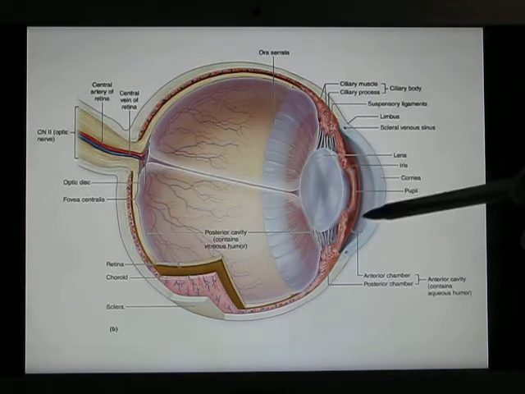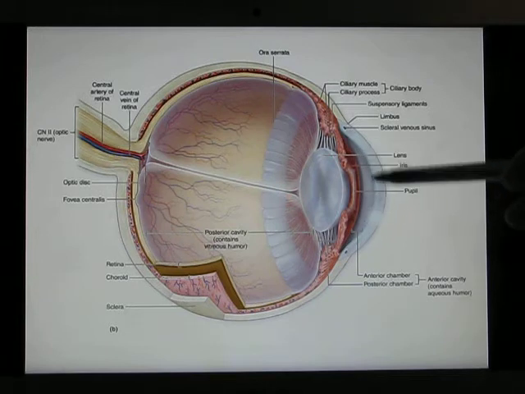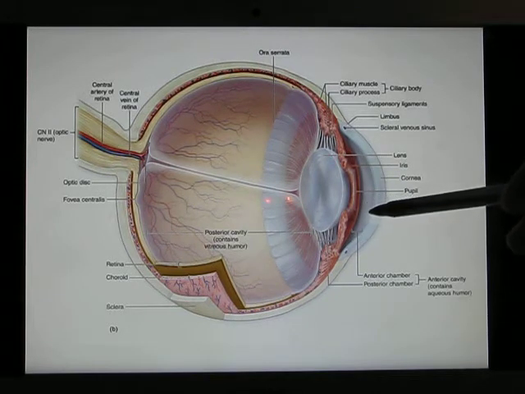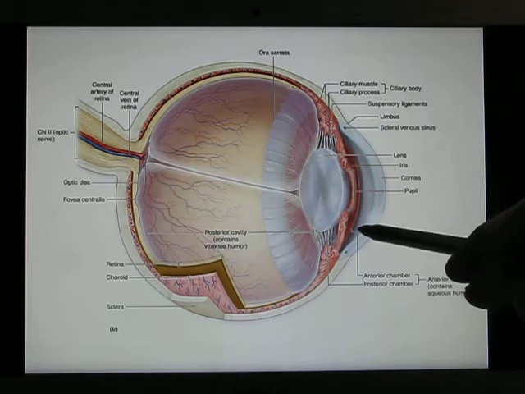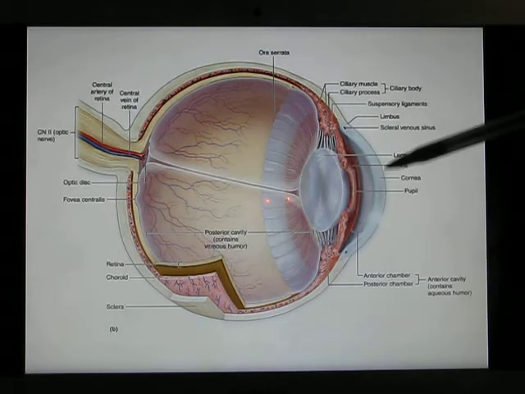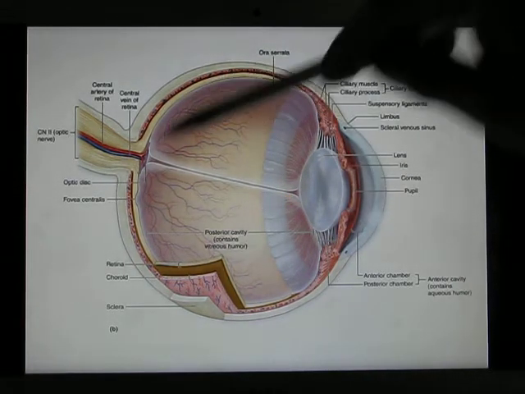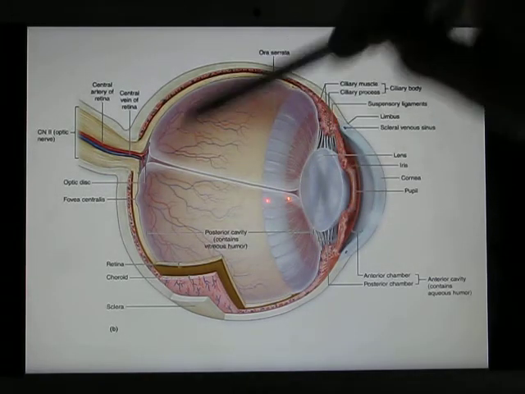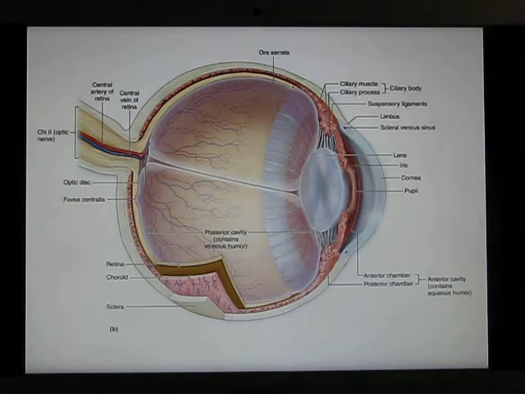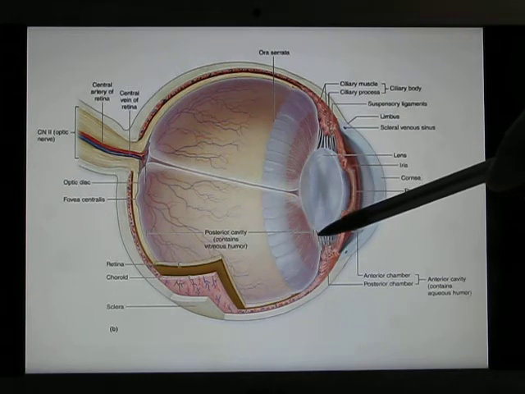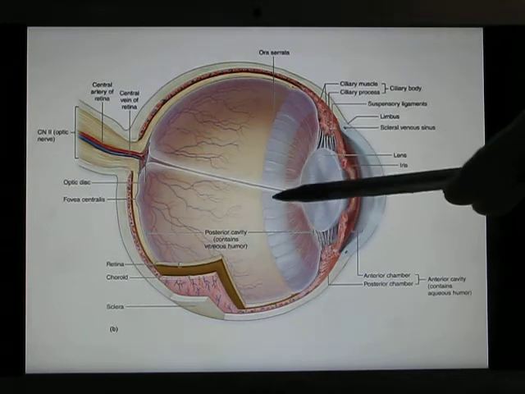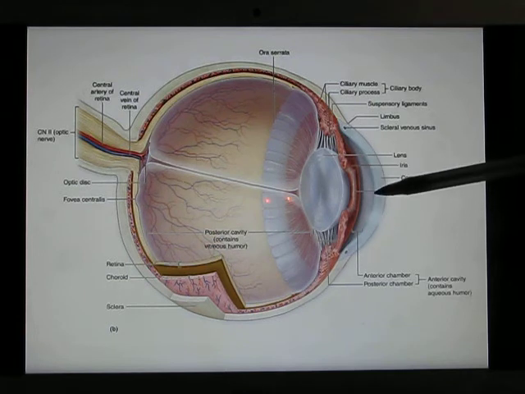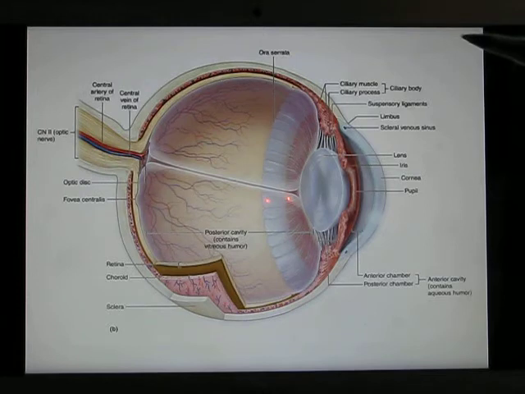And this part is the anterior chamber. It's a very small chamber. And you have liquid inside called the aqueous humor. And this we call the posterior chamber, and it's much bigger than the anterior chamber. Inside is still water, but it's more like a gel structure called the vitreous humor. And the function of the vitreous humor and aqueous humor is to maintain the structure of the eyeball.